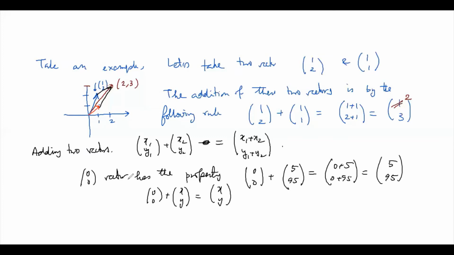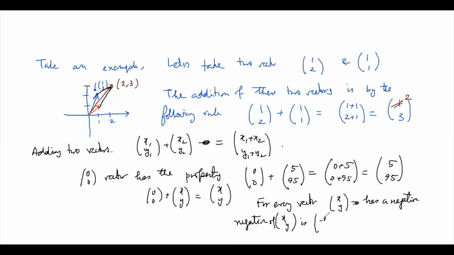In the same way, for every vector x, y, we have a negative of that vector. So what's the negative of x, y? The negative of x, y is minus x, minus y.